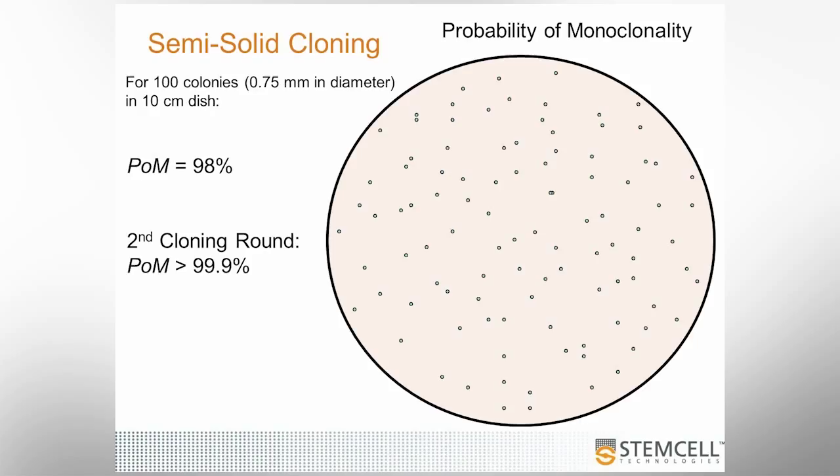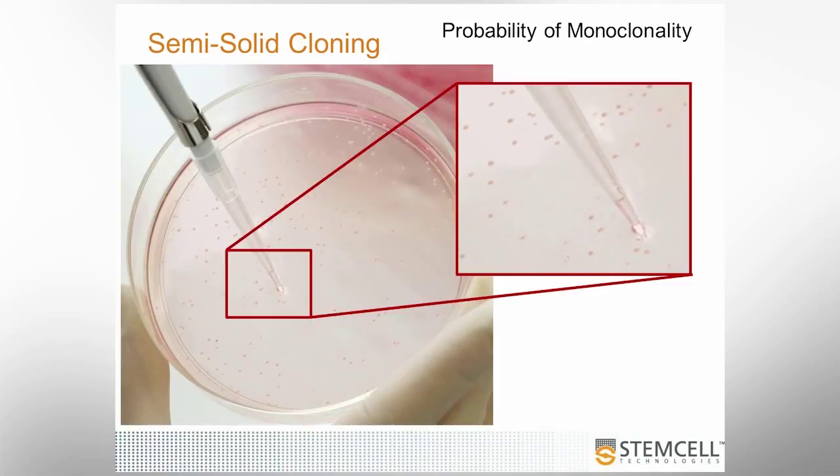Now, what's really important to remember when looking at these numbers is that they're derived from the equation that I showed on the previous slide, which assumes that all of the colonies on the plate are picked, regardless of their proximity to another colony or their shape or the proximity to the side of the dish. However, in practice, you can use criteria to exclude cultures that are less likely to be monoclonal, thus increasing the probability of monoclonality for cultures isolated in the experiment.